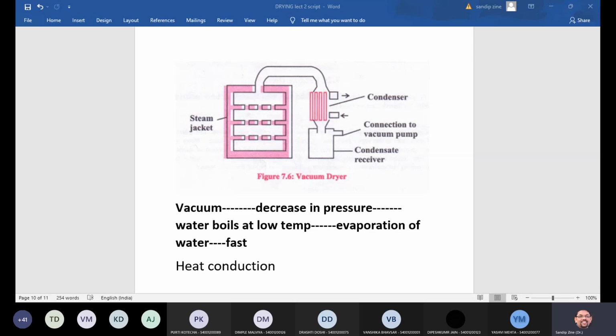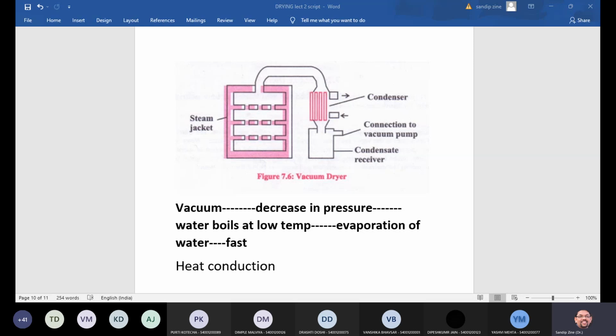Also, it provides a large surface area so that heat can be easily transferred throughout the body of the dryer and fast drying action takes place. Also, hot water can be supplied throughout the dryer, which helps in the drying process at the desired temperature. So these are the advantages.